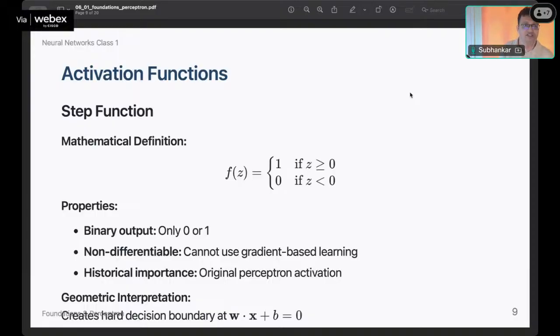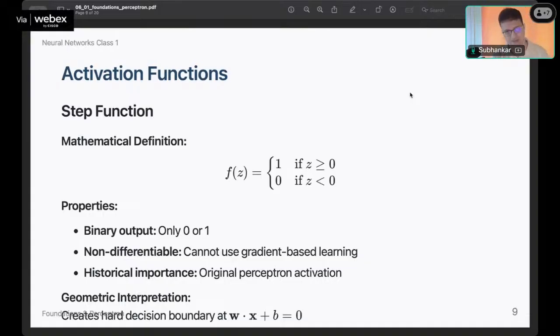So the function that you can see, it was Rosenblatt's original choice. It's very simple. If z is greater than 0, make it 1. If z is less than 0, make it 0. It has only binary output, 0 or 1. But the only problem is it's not differentiable, right? It's not a continuous function. It's not differentiable.